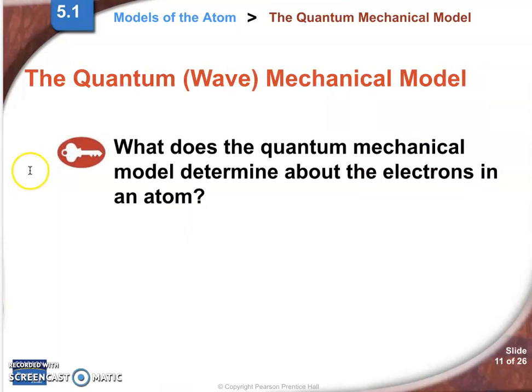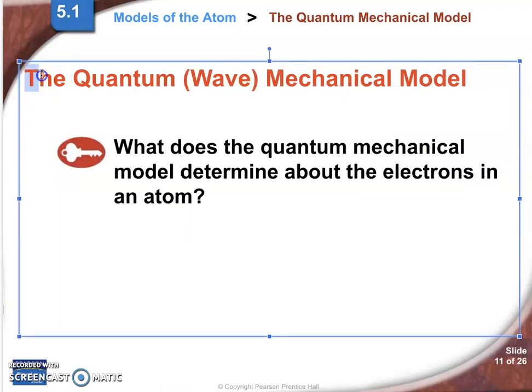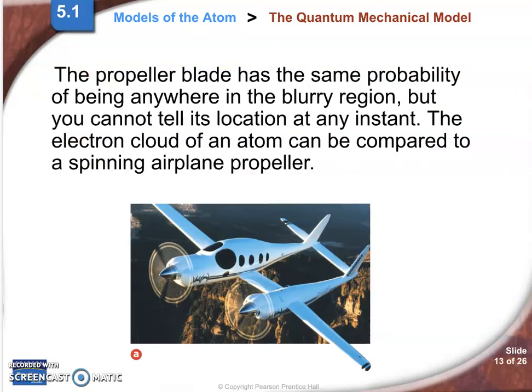So our current model that we accept today is called the quantum mechanical model. In some regions, they use it as a wave mechanical model. That is the last accepted model for the atom. What does this say? It says the electron cloud of an atom is compared here to photographs of a spinning airplane propeller. You know that propellers are there, but they are spinning very fast, and they make a cloud-like shape, and electrons act in a similar way.